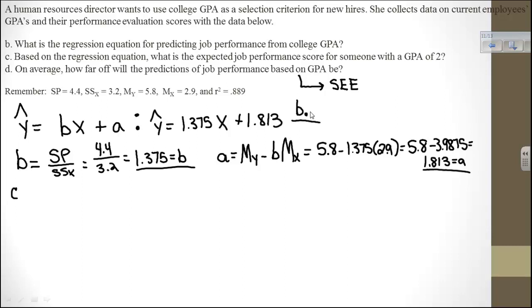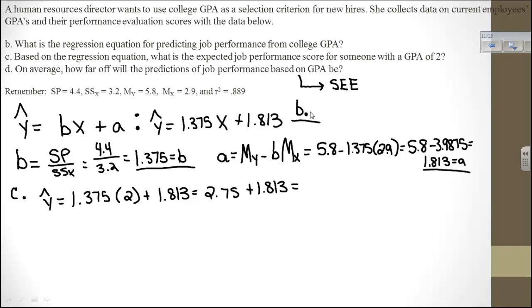Now let's do part C. So what would we think somebody's job performance would be in the population, any employee that could be hired, if their GPA was 2? So y hat, their predicted performance, is equal to 1.375 times 2 plus 1.813. So 1.375 times 2 is 2.75 plus 1.813, and we have a predicted performance score of 4.563.